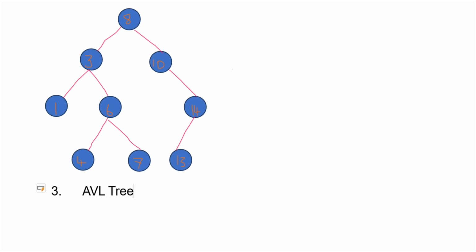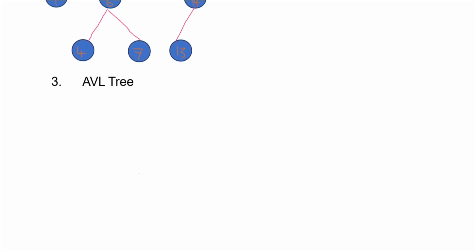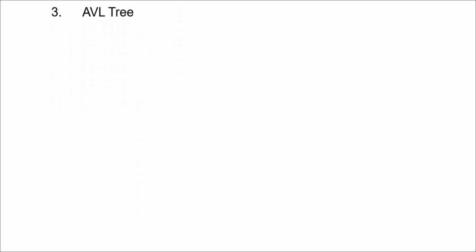An AVL tree is a self-balancing binary search tree where the heights of the two child subtrees of any node differ by at most 1. If this condition is not met, rotations, single or double, are performed to balance the tree. In searching, insertion, and deletion like that, I have shown one example of how to construct an AVL tree. This is the example.